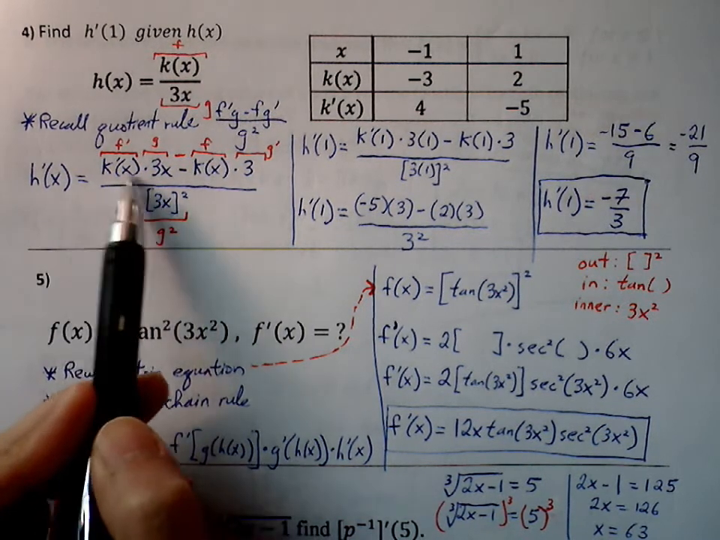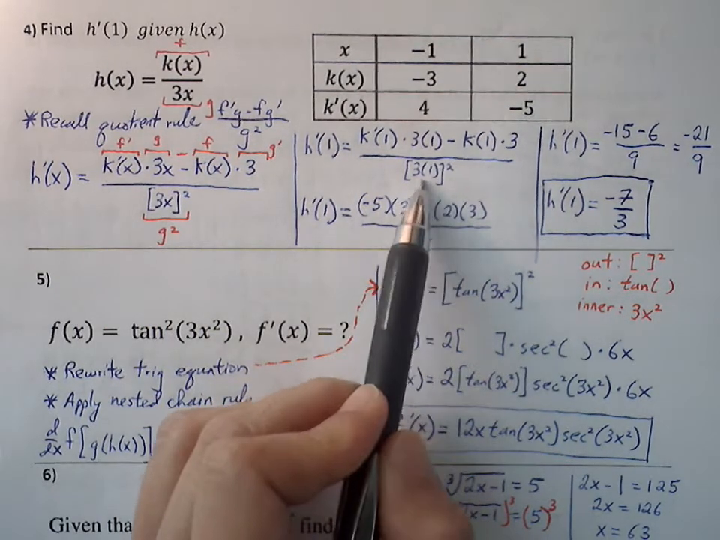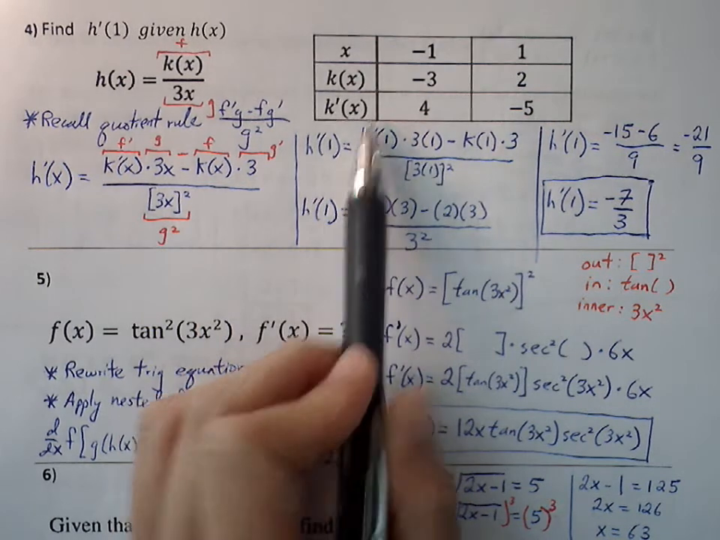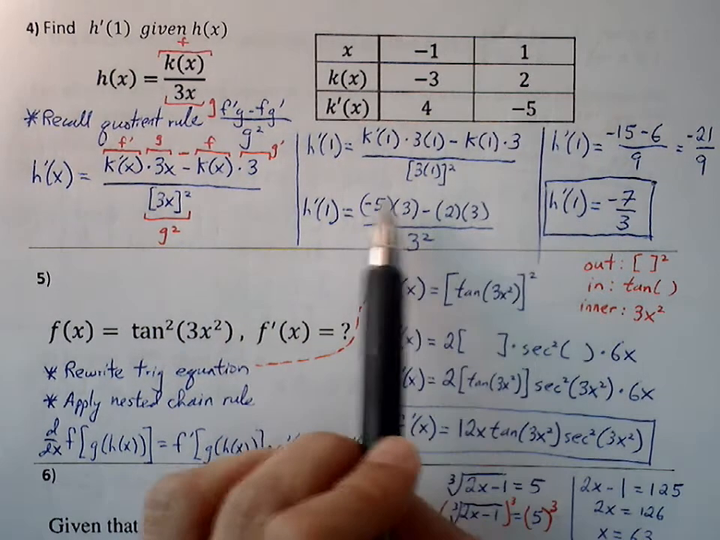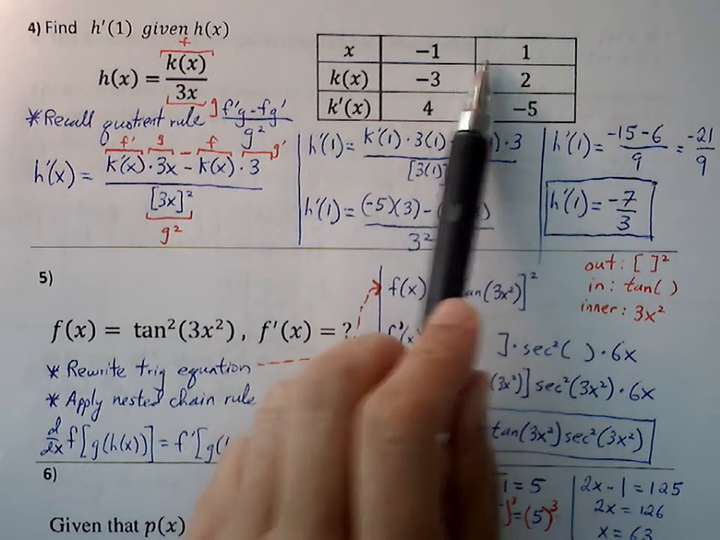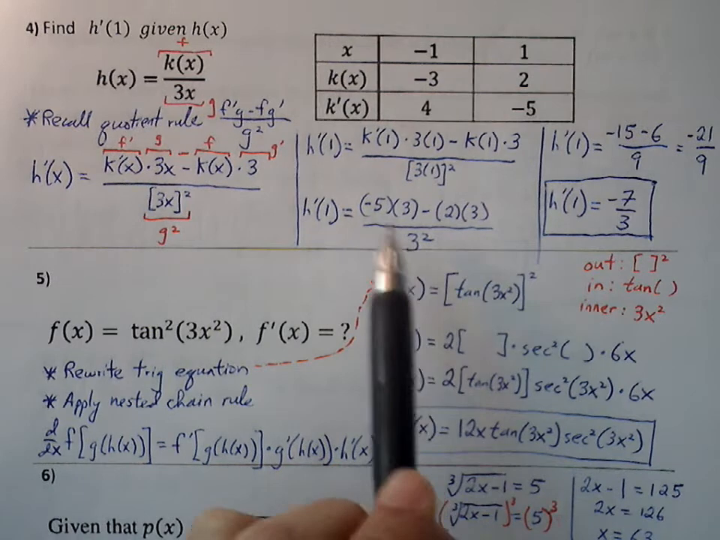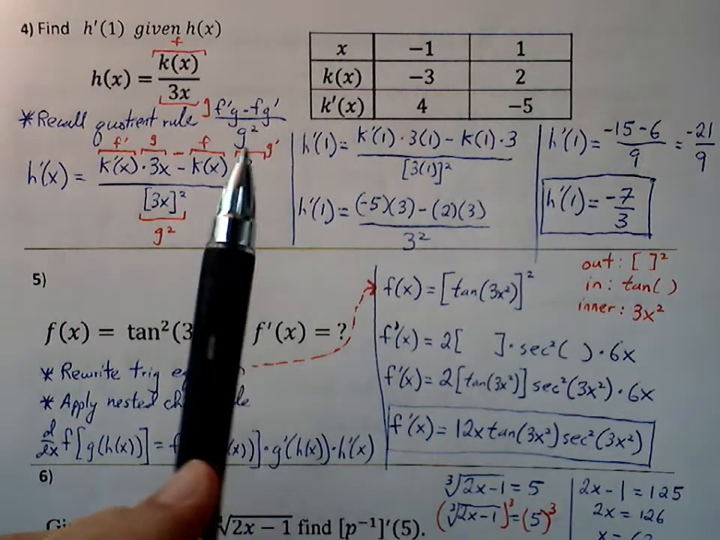Replace every x with 1. So k prime of 1, k of 1, and 3 times 1 quantity squared. K prime of 1, we look at our table here. K prime of 1 is going to be -5. K of 1 is going to be 2. So -15 minus 6 all over 9, we get -21 over 9, which reduces to -7 over 3.